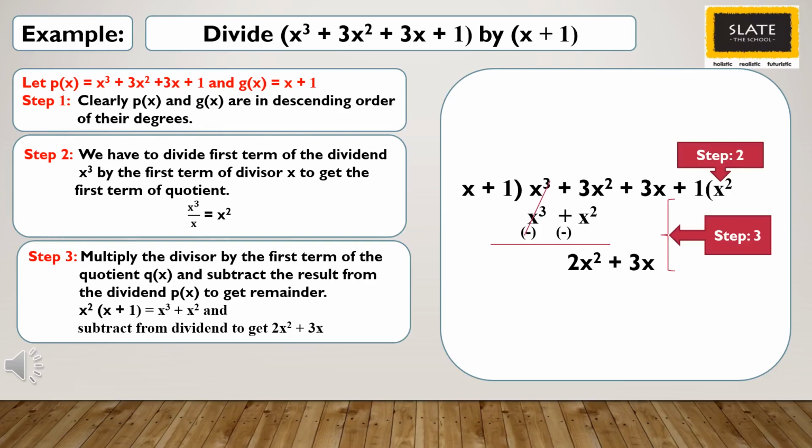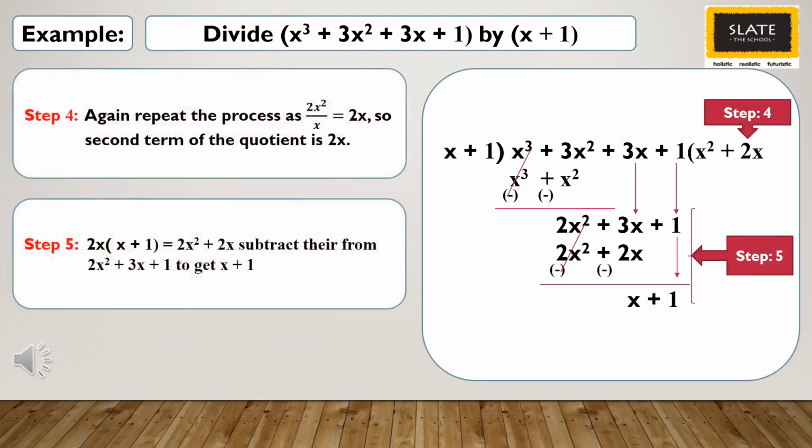Now x cube and minus x cube will get cancelled. 3x square minus x square will give you 2x square and the remaining terms 3x and 1 will come down as it is. So here 2x square plus 3x plus 1 will become dividend for the next step. Repeat the procedure what we followed in the first 3 steps.